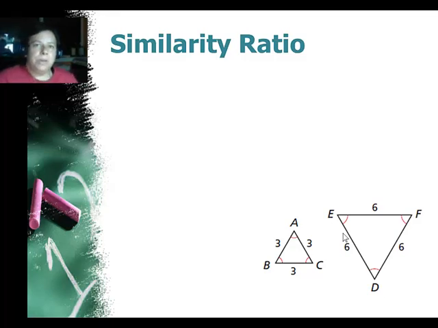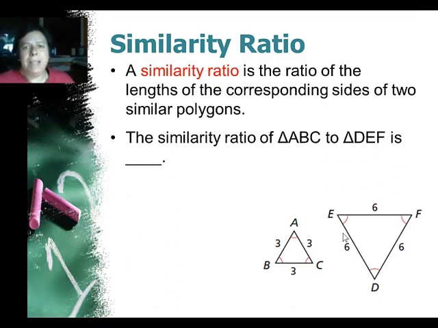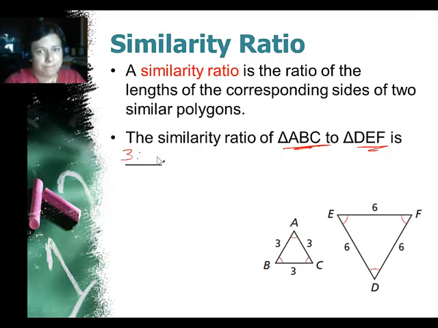Now, another term you can learn about is the similarity ratio. We won't spend a huge amount of time on it, but that doesn't mean it won't show up on a quiz. Hint, hint. So, a similarity ratio is the ratio of the lengths of the corresponding sides of two similar polygons. And it's really easy to do. Basically, you just take the corresponding side of the very first polygon mentioned, in this case a triangle, to the second one. And the first one here is 3. And the second one has a side of 6, which simplifies to 1 to 2.